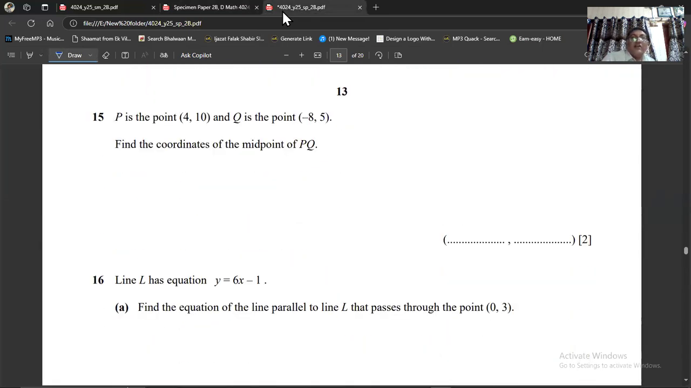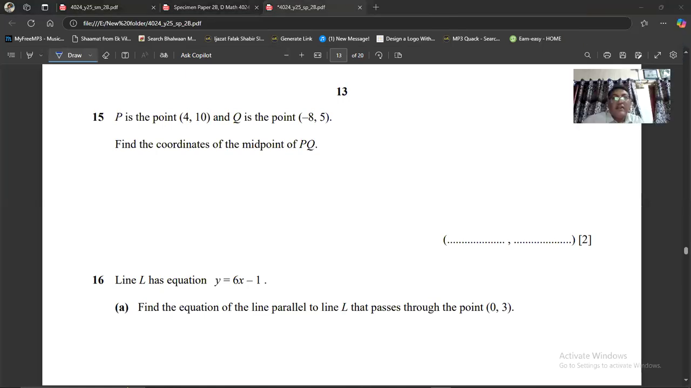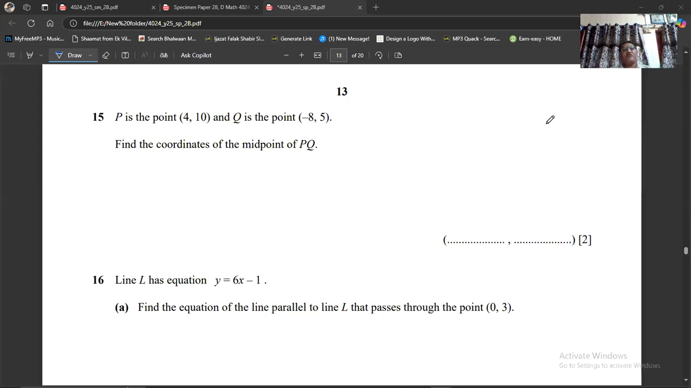So now we are on question number 15, and this is from coordinate geometry. P is the point (4, 10), and Q is the point (-8, 5). Find the coordinates of the midpoint of PQ.